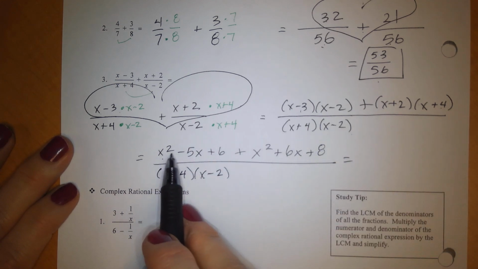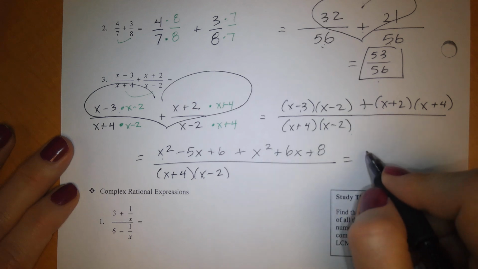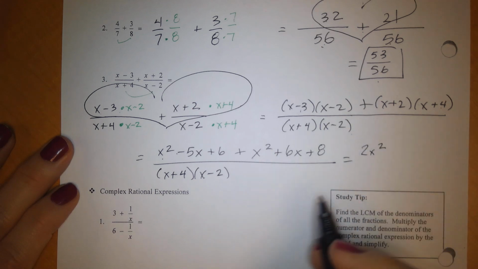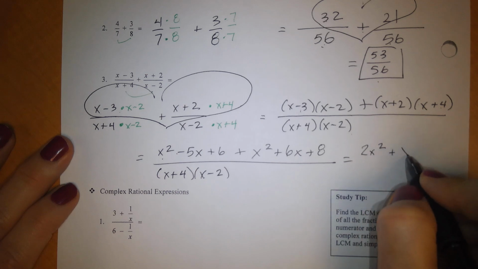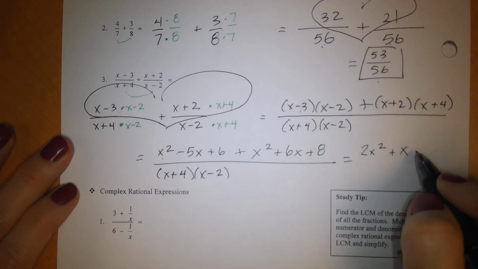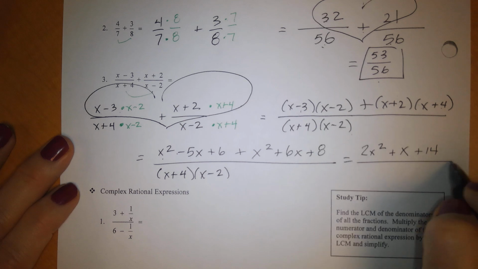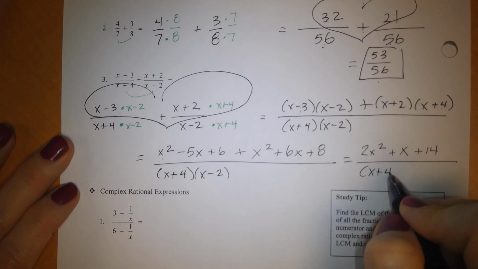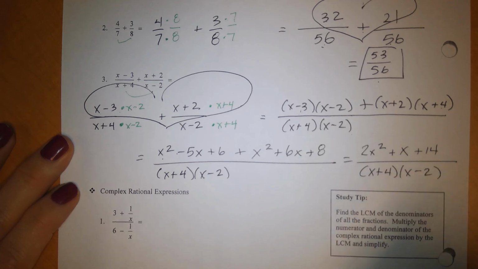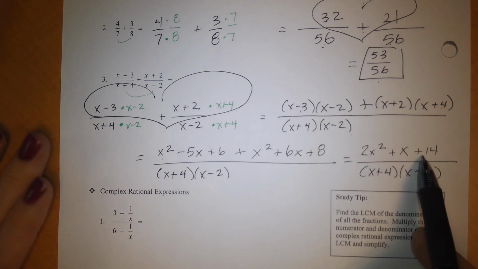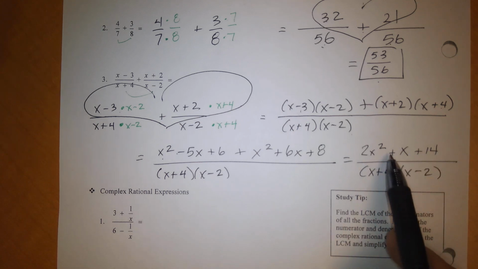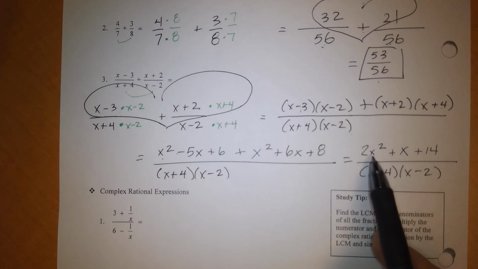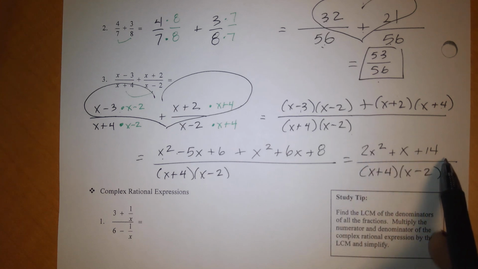Let's simplify. x squared plus x squared is 2x squared. Negative 5x and 6x is positive 1x. 6 plus 8 is 14. So the only thing left I could try to do is to factor this numerator. And it turns out I've tried and tried and tried, and nothing will factor this numerator into anything smaller.